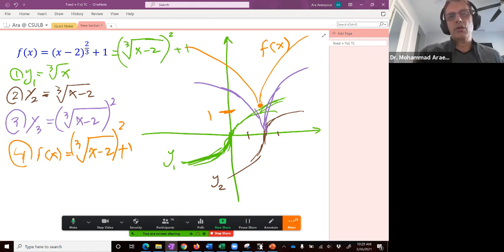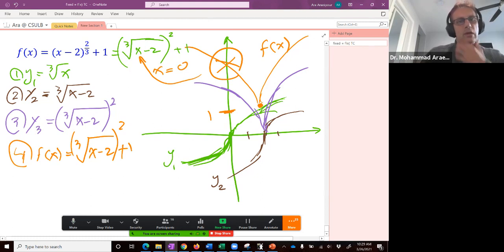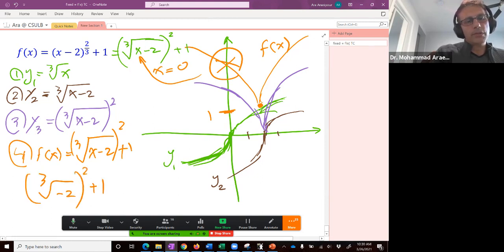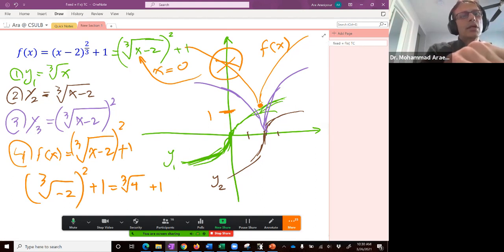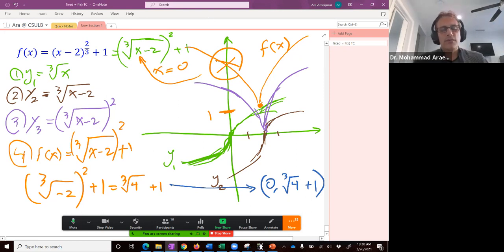And by the way, you notice there is no x-intercept, and there is a y-intercept here that all you have to do is plug in x equals 0. If I do that, I get the cube root of (minus 2) squared plus 1, which is the cube root of 4 plus 1. So the y-intercept has the precise location. If I were to give it a location, it would be (0, cube root of 4 plus 1). And I would use a calculator to roughly estimate that, okay?